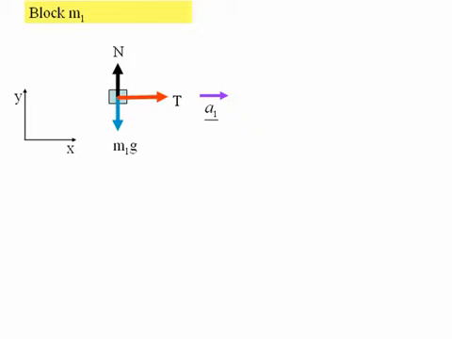There are three forces acting on the block. There's the force of gravity acting downwards, that's m1g, and then there's the normal force N, a normal reaction force, which is applied to the block by the horizontal surface on which it's resting. And the third force is the tension in the string.